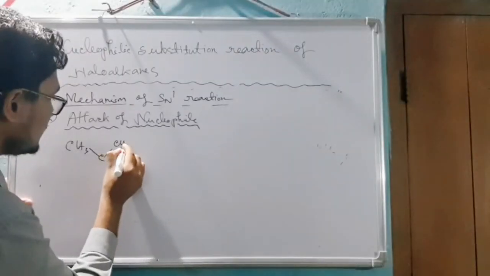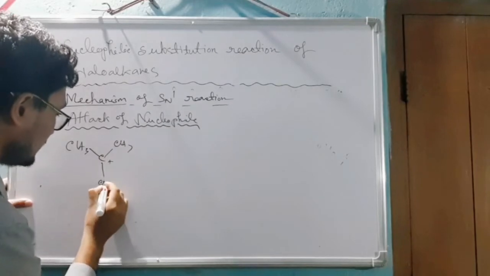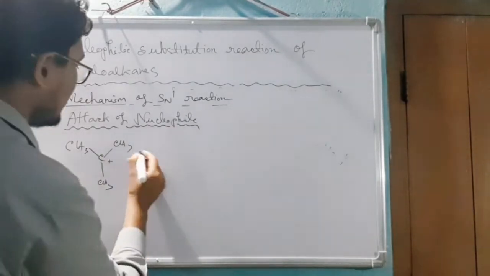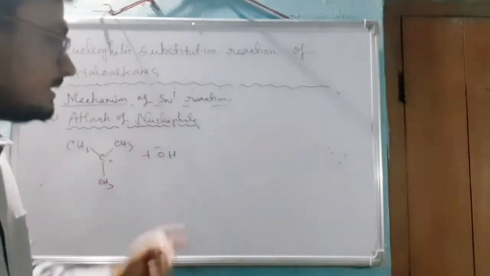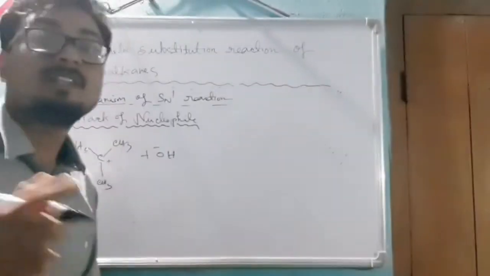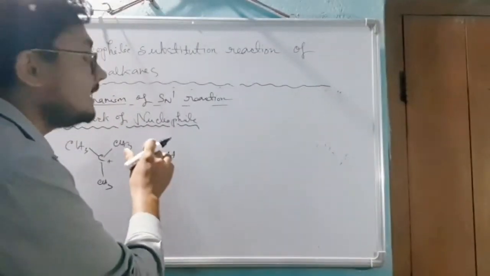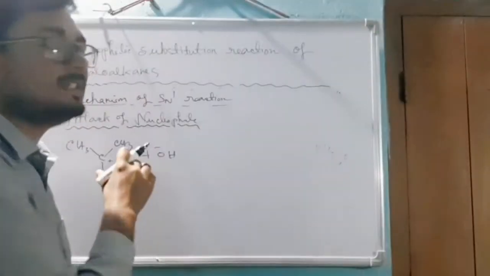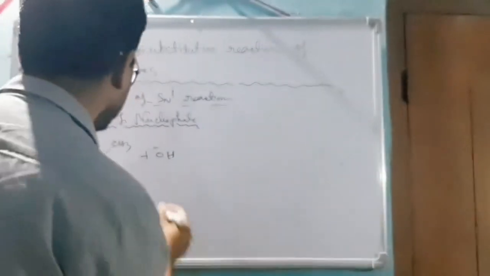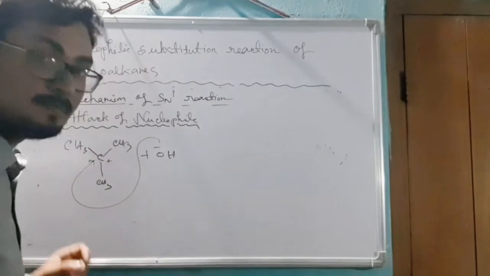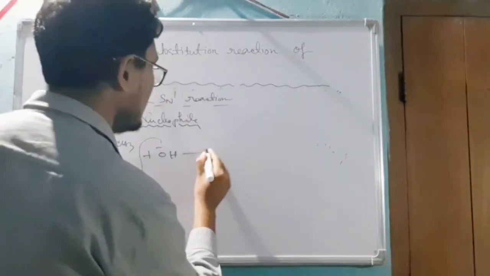So first of all, we write the tertiary carbocation. CH3, CH3 positive, CH3. Now this is the nucleophile. Attack of nucleophile. This nucleophile will attack from, in the definition, what will we say? We say in the second step the nucleophile will attack from both sides. So nucleophile will come to this position. Clear?